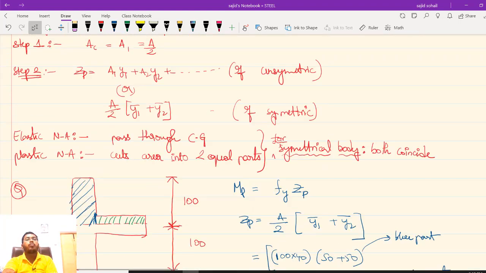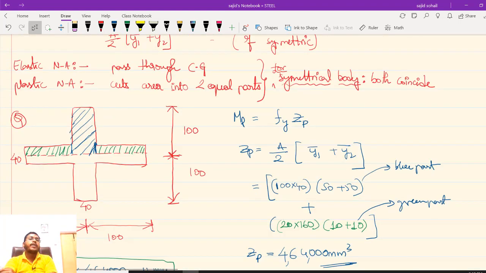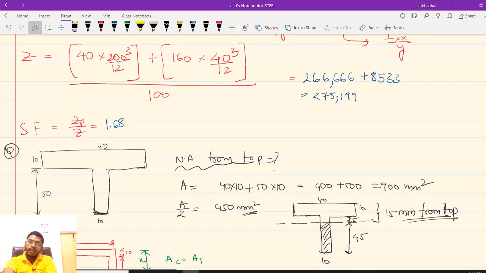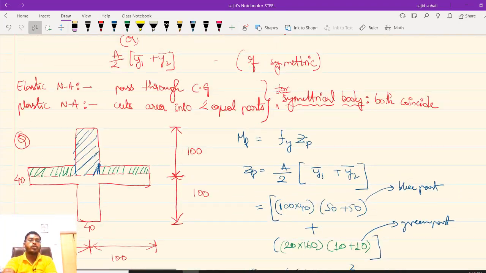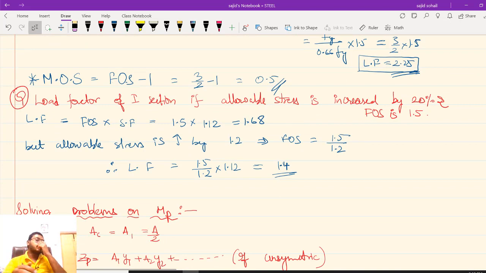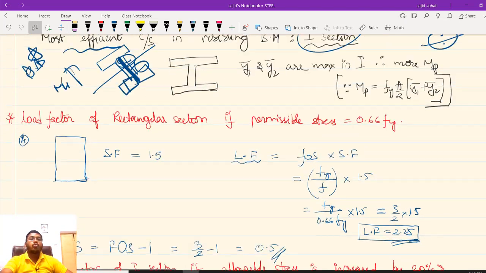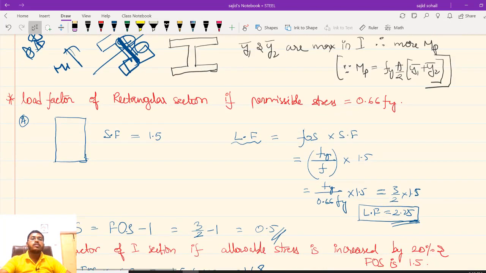ये जो problems हैं on moment, plastic moment calculation काफी important है. You can expect a question from this. This we will see in next module. ठीक है? So now let us see what these problems related to load factor are. काफी simple रहेंगे. So let us see these questions.